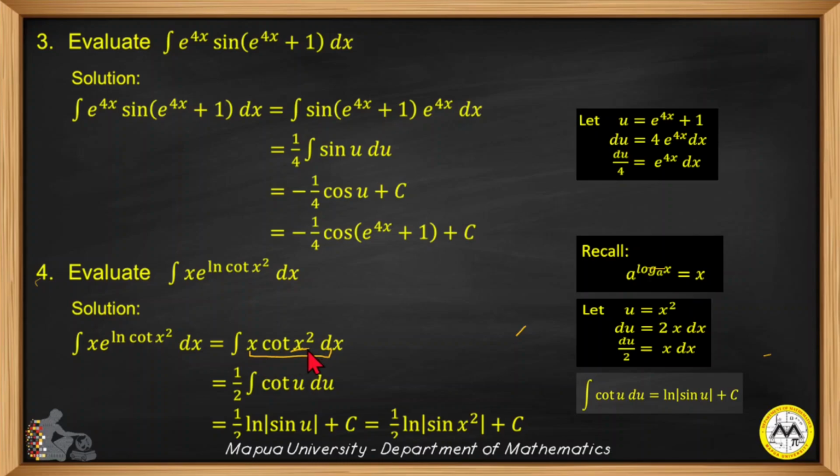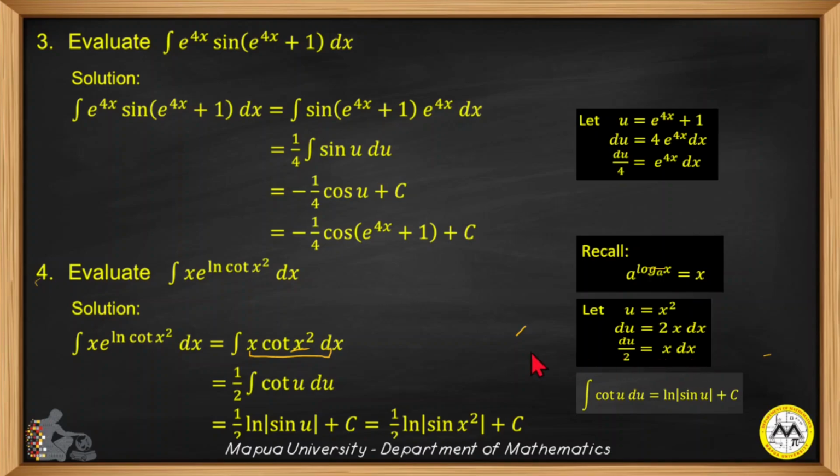Okay, but cotangent x squared, you can integrate this by using this formula, that the integral of cotangent u du is the natural log of absolute value of sine u plus the constant c, wherein we let u be x squared, and then taking the differentials of both sides, so du is 2x dx. And then if we look at the integrand, x dx is part of the integrand, but 2 is missing, so you have to remove 2 from this equation by dividing both sides by 2. So we get du over 2 is x dx.